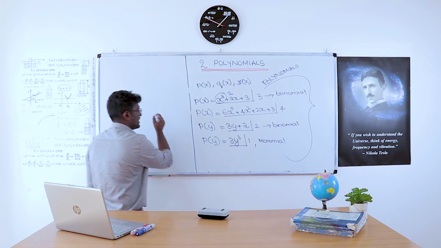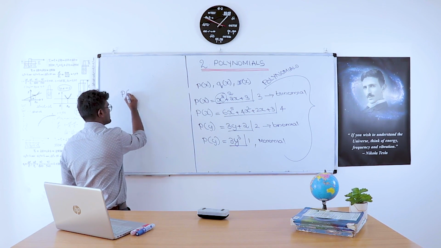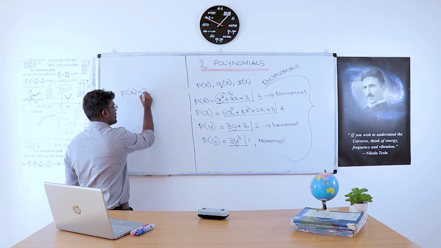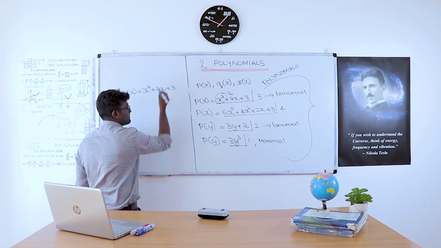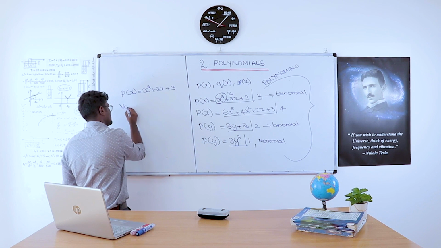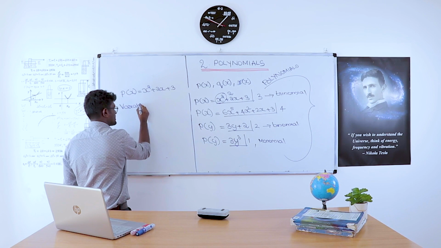Here I just write the polynomial. P of x is equal to x square plus 2x plus 3. Here what is the variable? Variable is x.